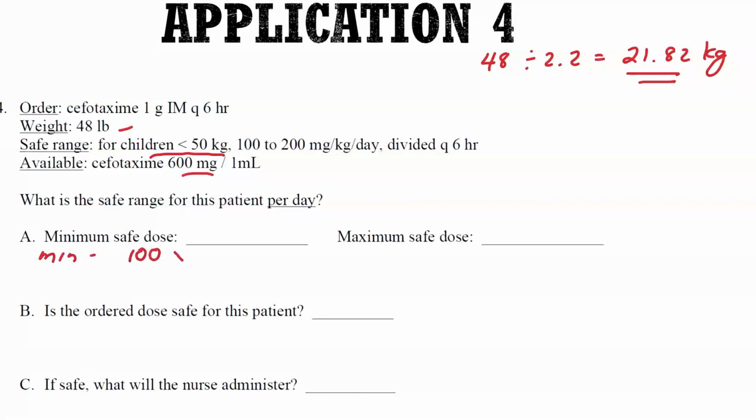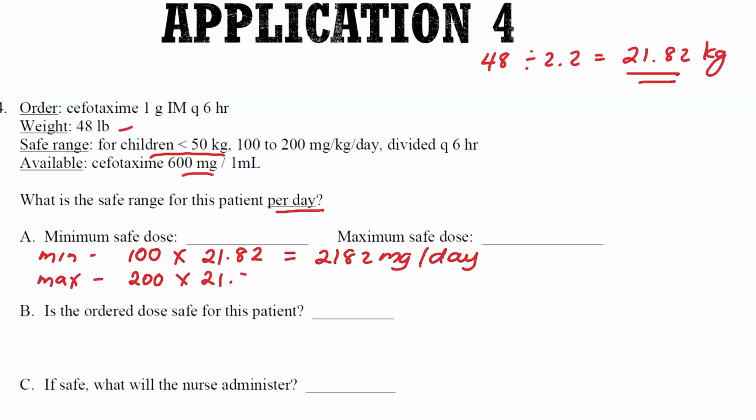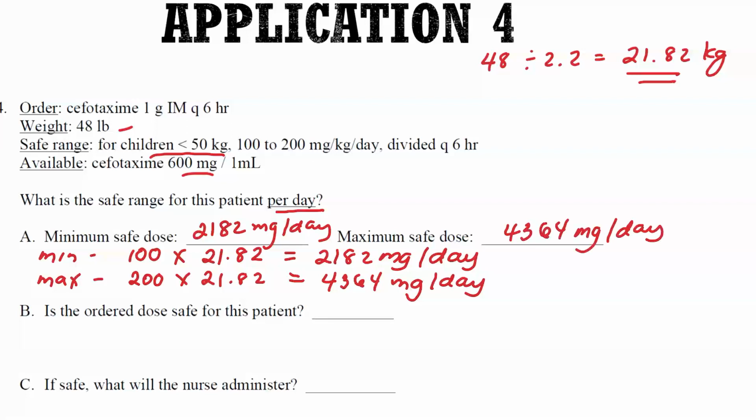So let's determine our safe range for the day. First, the minimum. We multiply 100 times the weight, 21.82, which is equal to 2,182 milligrams per day. Now the maximum, we multiply 200 times 21.82, which is equal to 4,364 milligrams per day. 2,182 milligrams per day is our minimum, and 4,364 milligrams per day is our maximum.